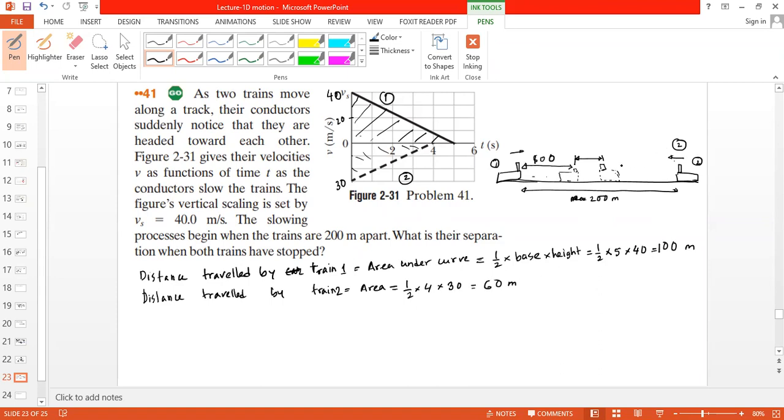So the distance traveled by the second car should be 60 meter. Then I have to find out the separation. So 200 minus 100 minus 60. This is the separation between the two trains. The initial separation is 200, right? 200 minus 100 minus 60 meter. So that's basically 40 meter. Clear?